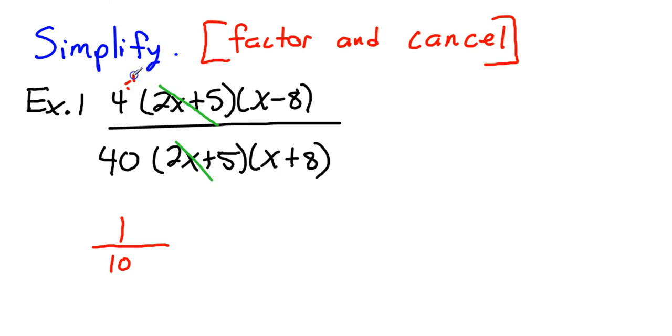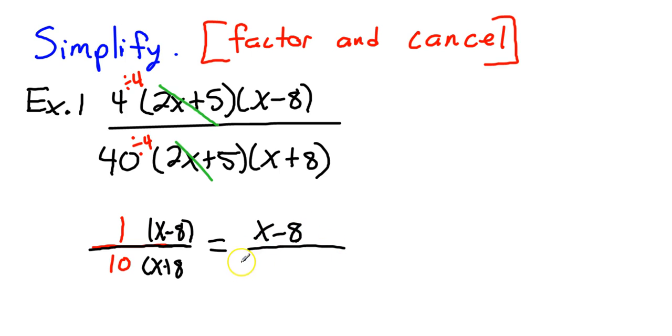And as much as you would like to cancel the x minus 8 and the x plus 8, if it's that one little sign different, you cannot cancel those. They have to be identical to cancel. So for that part of it, those two things would be left over. So you've got 1 times x minus 8, over 10 times x plus 8. And since it's 1 times, you really don't need the 1, so you can just make that x minus 8 over 10 times x plus 8.